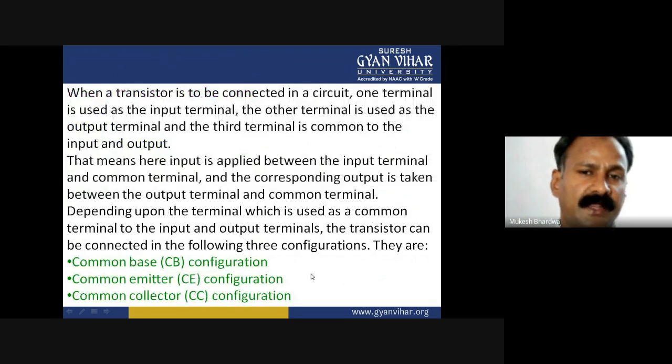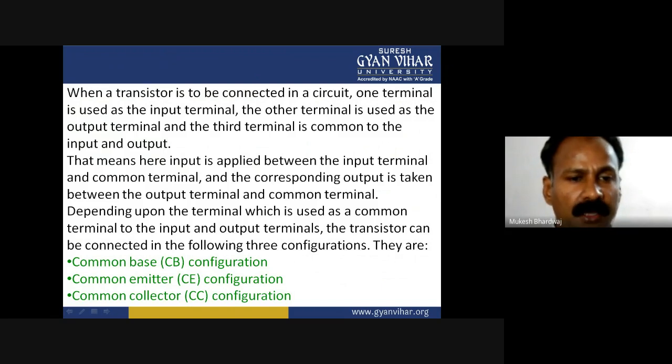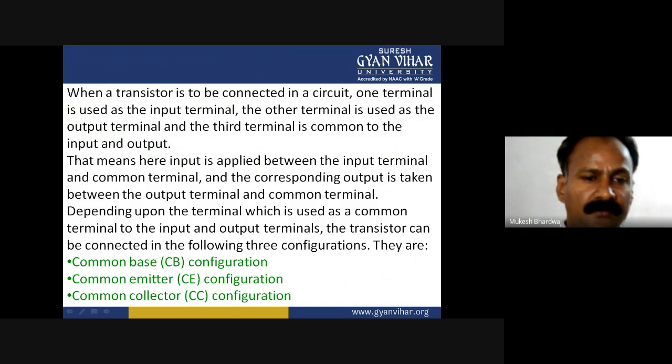When a transistor is to be connected in a circuit, one terminal is used as the input terminal, another terminal is used as the output terminal, and the third terminal is common to the input and output. That means input is applied between the input terminal and the common terminal, and the corresponding output is taken between the output and the common terminal. Depending upon the terminal which is used as the common terminal to the input and output terminals, the transistor can be connected in the following 3 configurations.